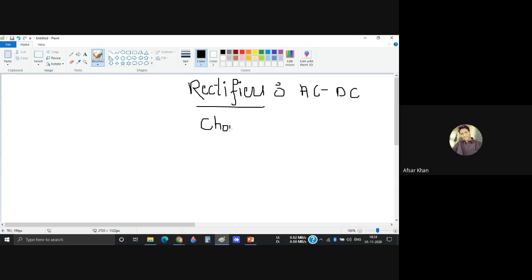So tell me, what is a chopper? Students may know this. What is a chopper, students? It converts fixed DC to variable DC. Okay, DC to DC. Then we will have inverters.